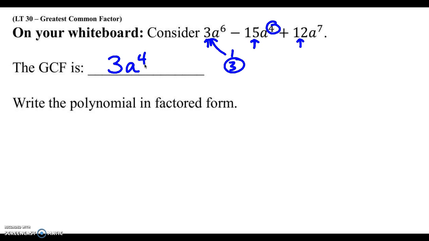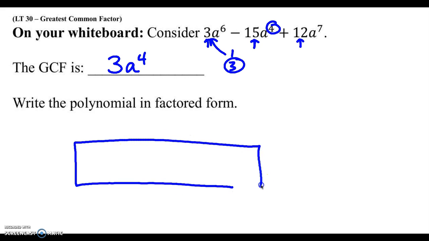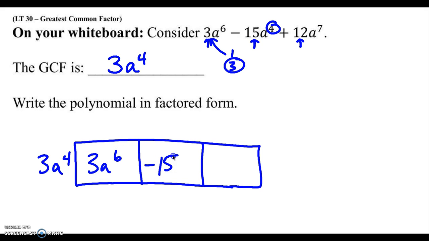To write it in factored form, now we're thinking about making a multiplication problem. Okay. So what could I multiply 3a to the 4th by so that I get 3a to the 6th minus 15a to the 4th plus 12a to the 7th as my answer? And it's kind of like division. So as I work along here, well, what do I need to put here? What would you multiply by 3a to the 4th to get 3a to the 6th? It's just a squared.